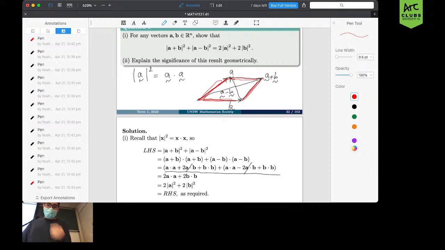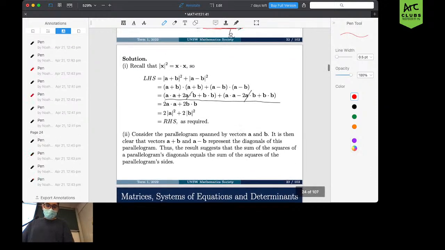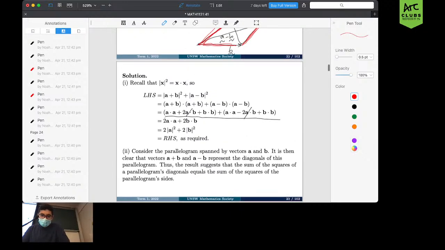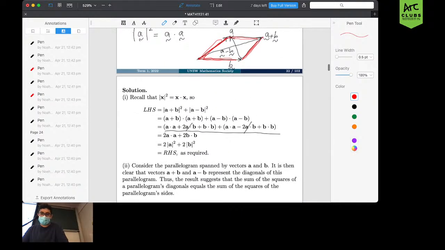And thus, explain the significance of this result geometrically. Well, if we consider the parallelogram spanned by the vectors A and B, then the result suggests that the sum of the squares of a parallelogram's diagonals equals the sum of the squares of the parallelogram's sides. Does anyone have any questions about that?